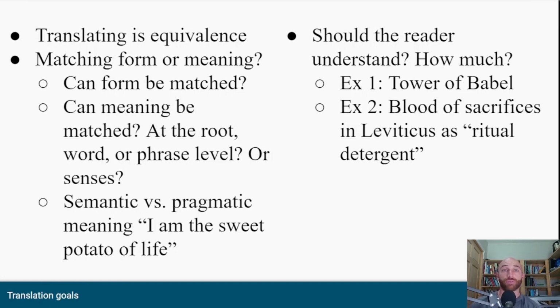So when you match form, you can actually take the Greek words and put them into English letters, for example. And we'll get into some of these details in the methods section. So that would be a case where you are literally matching the Greek letters and mapping them onto English letters, so they are equivalent. When people normally talk about formal equivalence, what they mean is that one Greek word matches to one English word, and they translate that consistently every time.